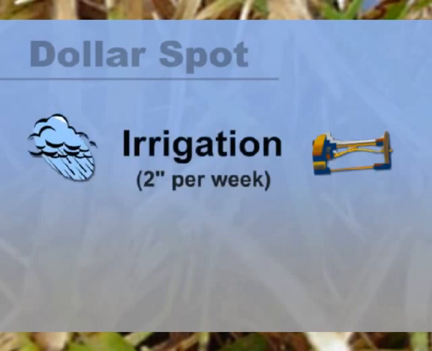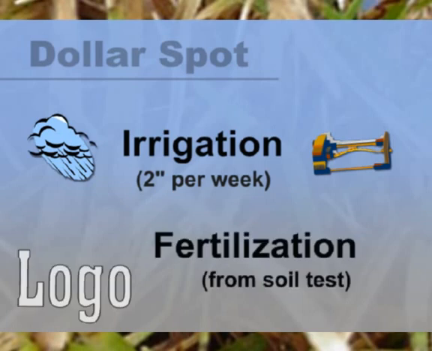So one of the best ways to manage this disease is to make sure that your turf grass is being irrigated properly, number one, and it's being fertilized correctly. And fertilization practices are going to need to be based on a recent soil test. So that's the best way to make sure that your turf is getting the appropriate amount of fertility.